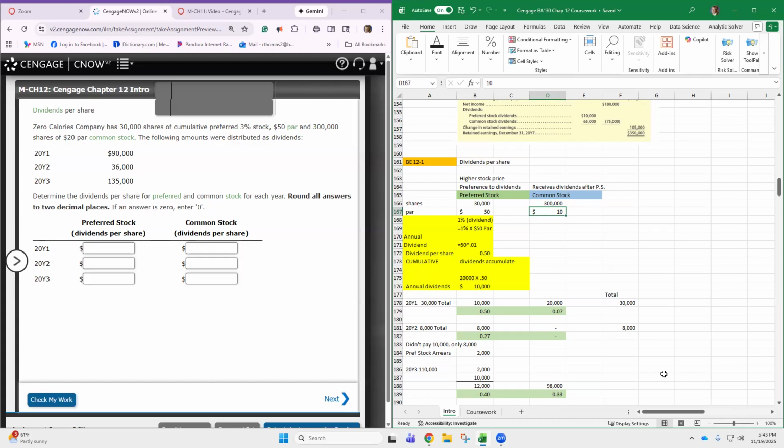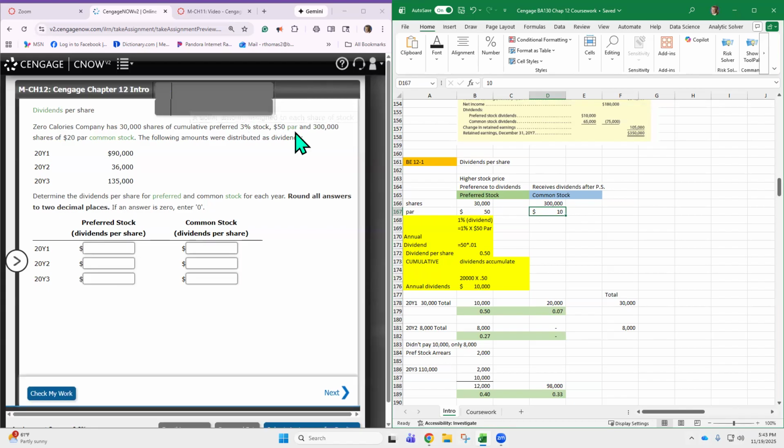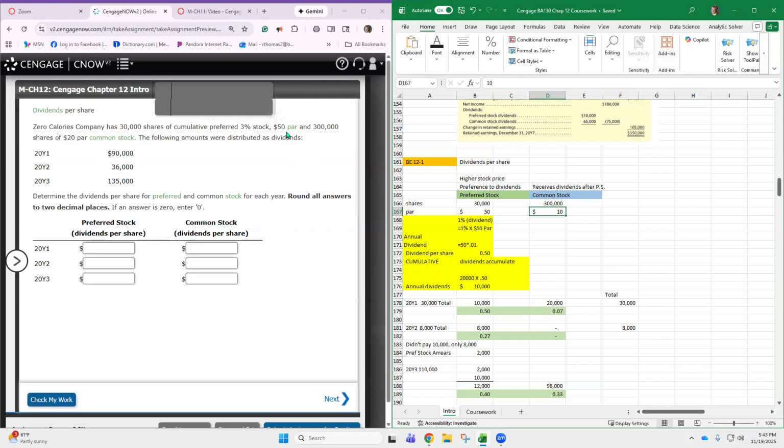Okay, this cumulative, so when you read information about preferred stock, okay, let's start with the 3%. The 3%, oh no, let's start with the par. Remember I said the amount of par really doesn't mean anything to anybody but accountants. Whatever we sell, so we're going to sell this preferred stock, right?